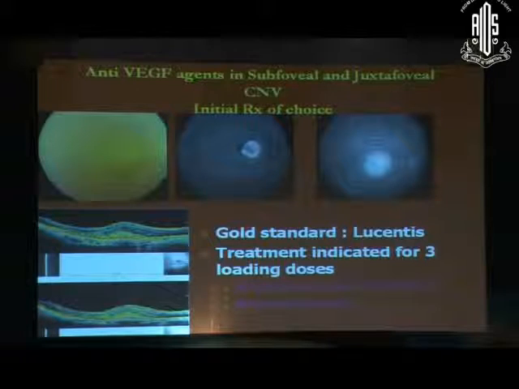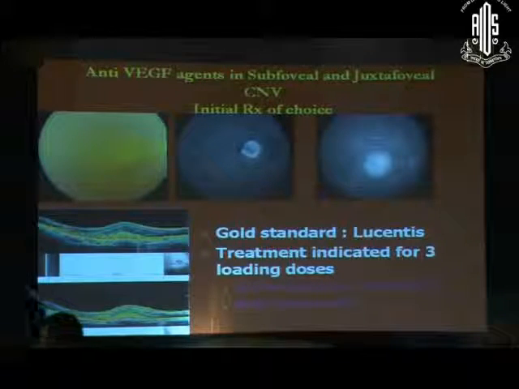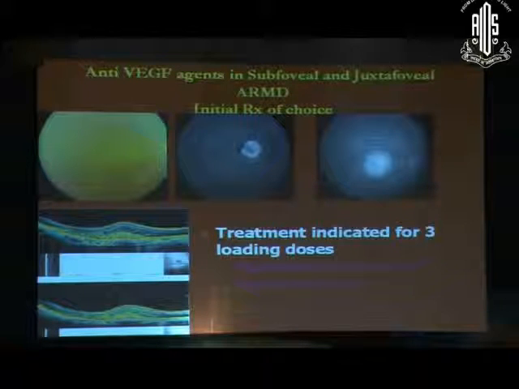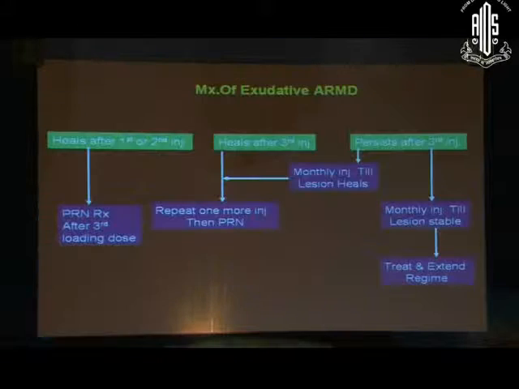When you start the treatment in all active lesions, you must give 3 loading doses at monthly intervals. And this is regardless of visual acuity. Sometimes a patient with low visual acuity may improve to a very good vision. So you must treat all these patients first with 3 loading doses. After you've given the first 3 loading doses, what do you do?